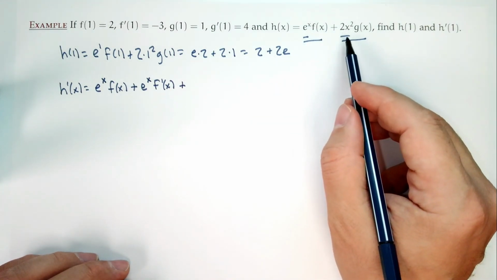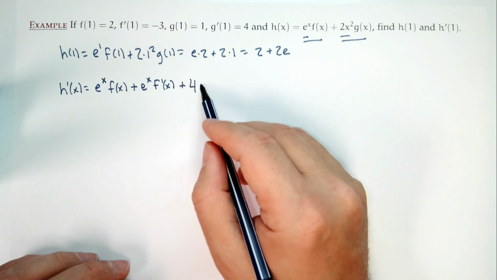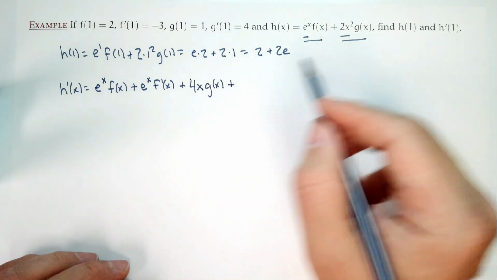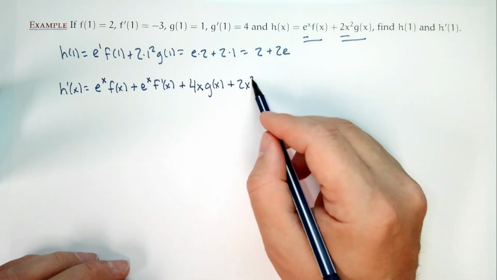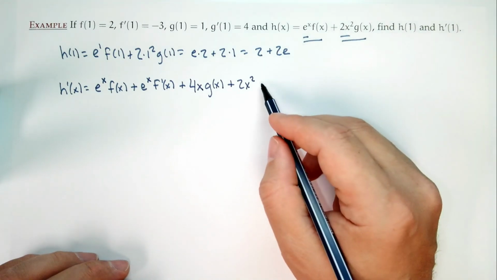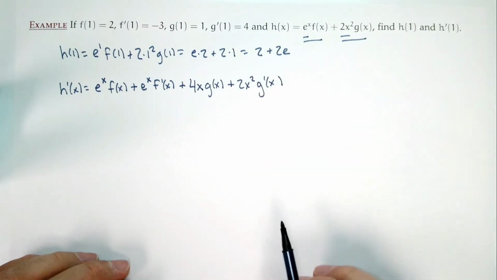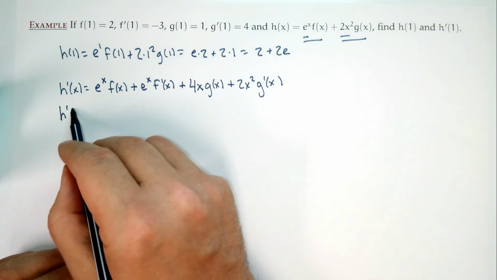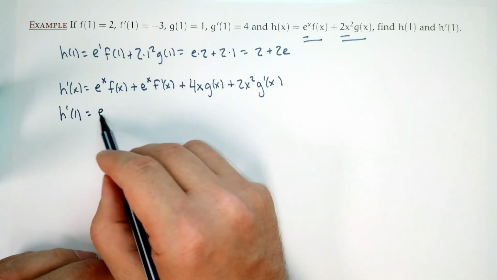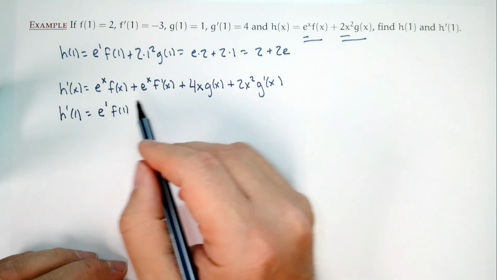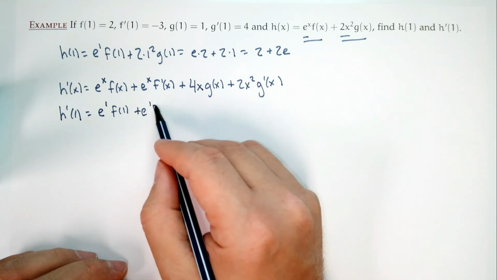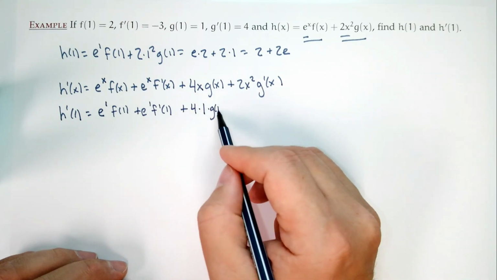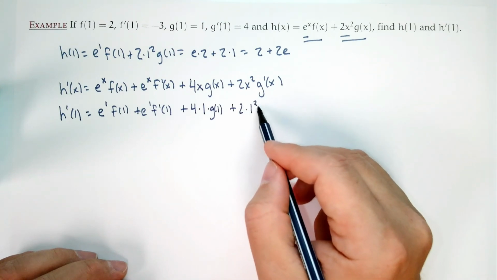Come to the next part. Derivative of the first, derivative of 2 times x squared would be 4 times x, times the second, that's g of x, plus the first, 2x squared, times the derivative of the second, so that's times g prime of x. So that's just a generic formula for h prime of x. Now we plug in h prime of 1. So we would get e to the 1 times f of 1 plus e to the 1 times f prime at 1 plus 4 times 1 times g of 1 plus 2 times 1 squared times g prime at 1.